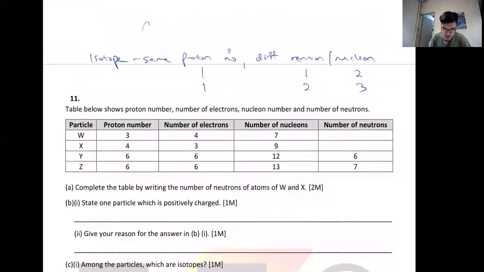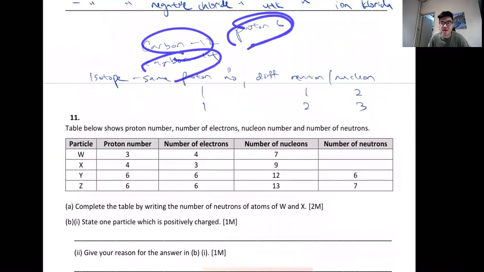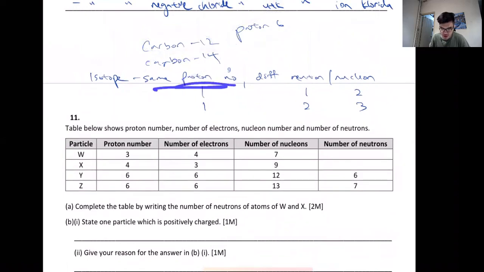For example, carbon 12 and carbon 14. You remember this, right? We just went through this like 3 months ago. Proton number for carbon is 6. That means carbon 12 has 6 protons, and carbon 14 has 6 protons. They both have 6 protons since they have the same proton number. But what is different is the neutron or nucleon number. For carbon 12, the neutron number is 6. For carbon 14, the neutron number is 8. So 6 plus 6 equals 12, and 6 plus 8 equals 14.